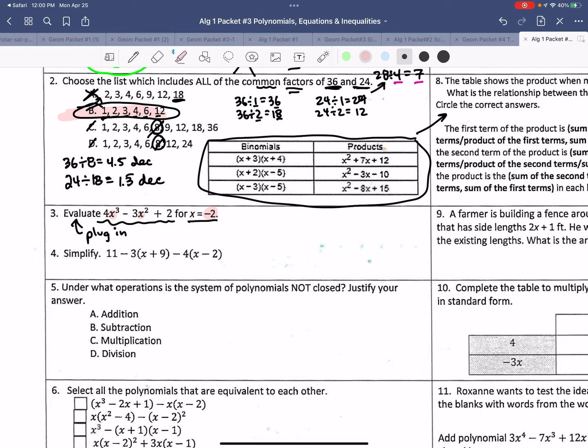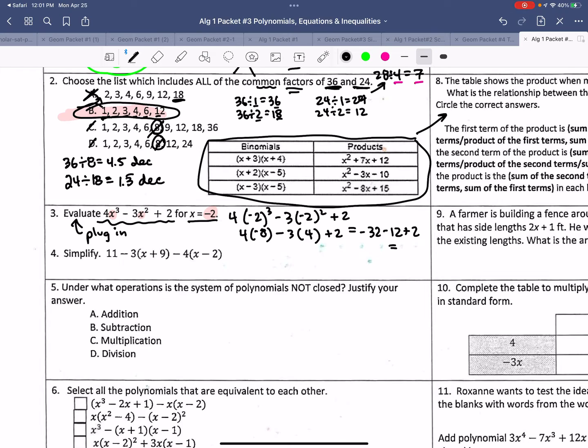And we're going to be very careful using parentheses. All right, so we rewrite the problem. So we have, and we do the parenthesis part first. So when we have 4 times a negative 8, because negative 2 times negative 2 times negative 2 is negative 8, minus 3 times 4, because negative 2 times negative 2 is 4, and then we get 2. So we end up getting negative 32, take away 12 plus 2.